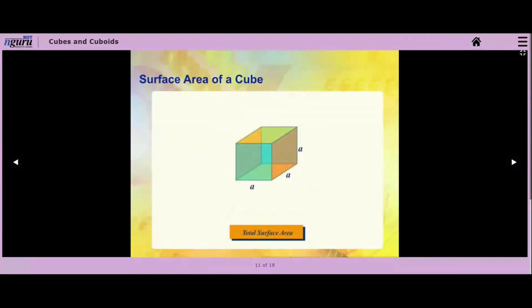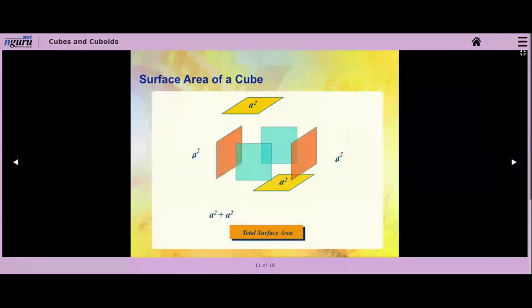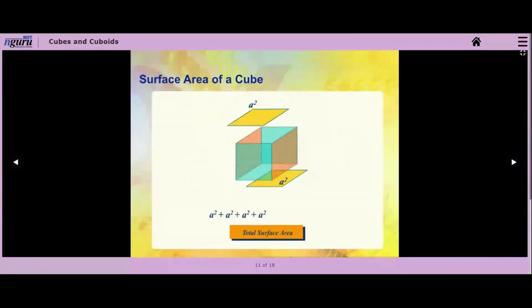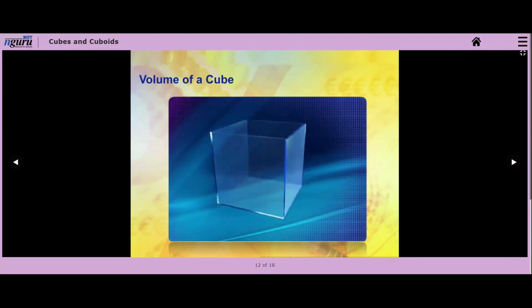Now, consider a closed cubical box. Here, the cube is made up of 6 square faces. The area of each face is equal to A square. Now, the total surface area is the sum of the areas of all the 6 faces, which is equal to 6A square. Let's perform an activity to find out the volume of a cube.